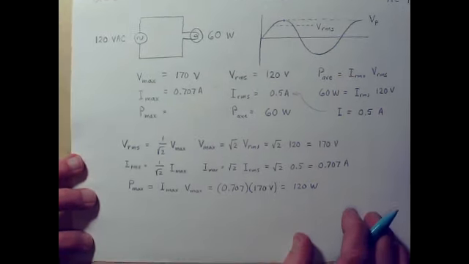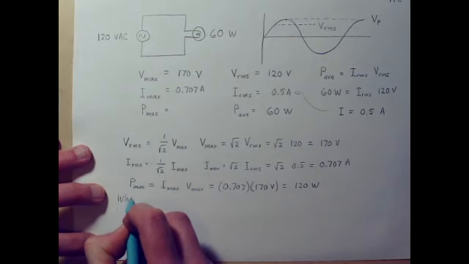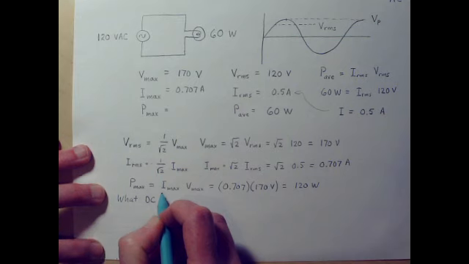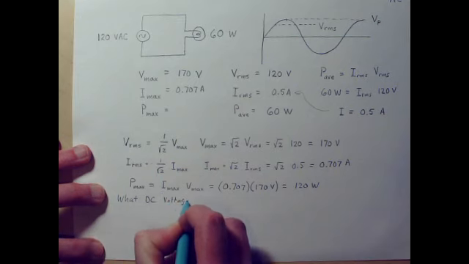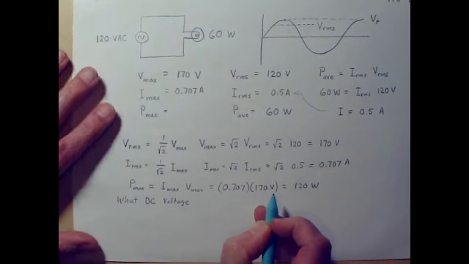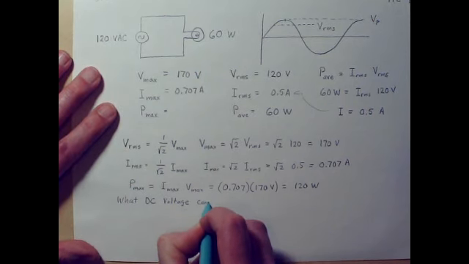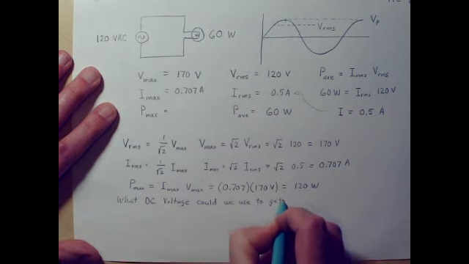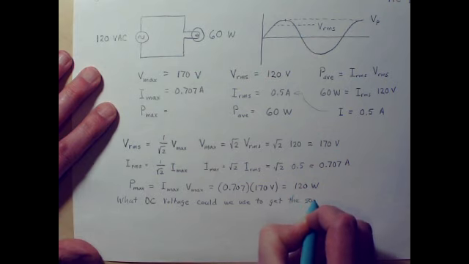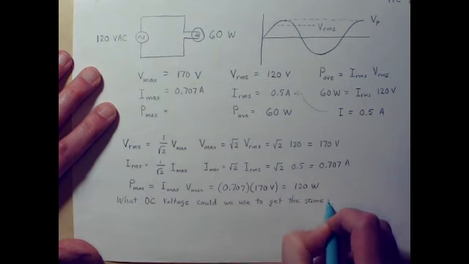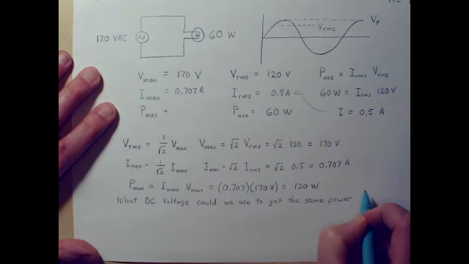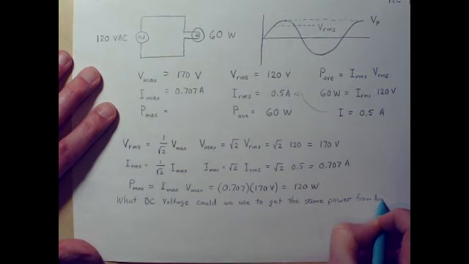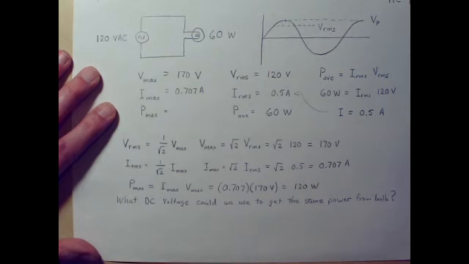One last question. What DC voltage could we use? If we wanted to operate this bulb from DC instead of AC, what DC voltage could we use to get the same brightness or the same power from the bulb? That's the question. What DC voltage should we use? Should it be the peak voltage? Should it be some other value?